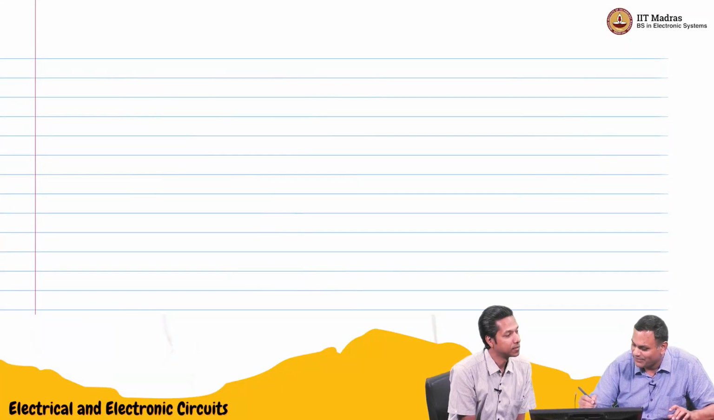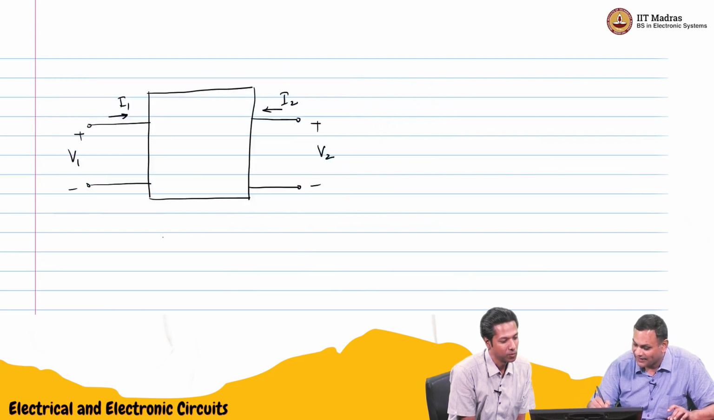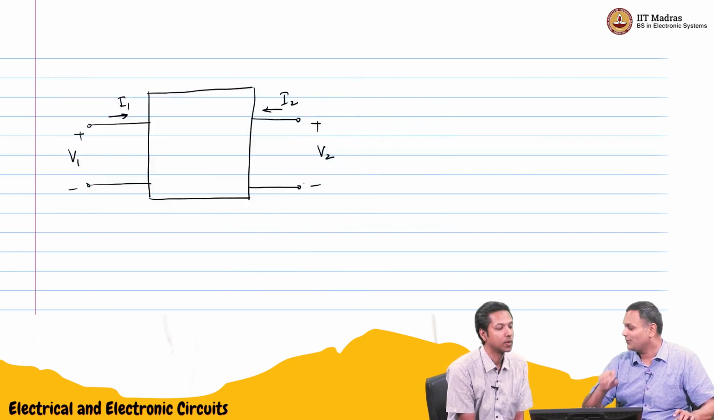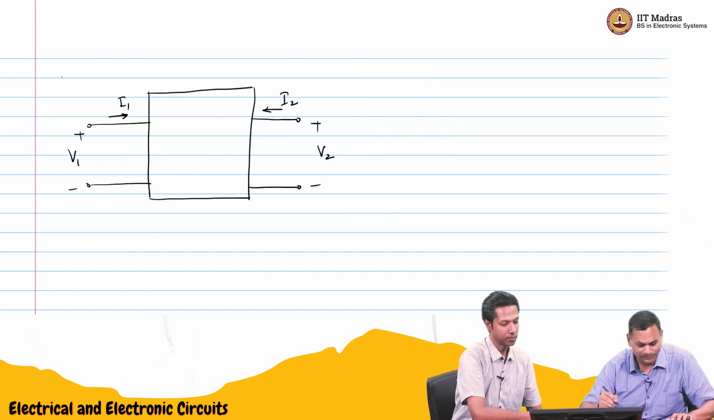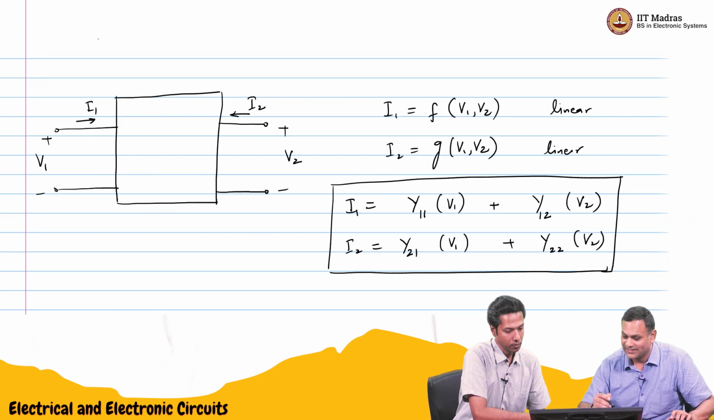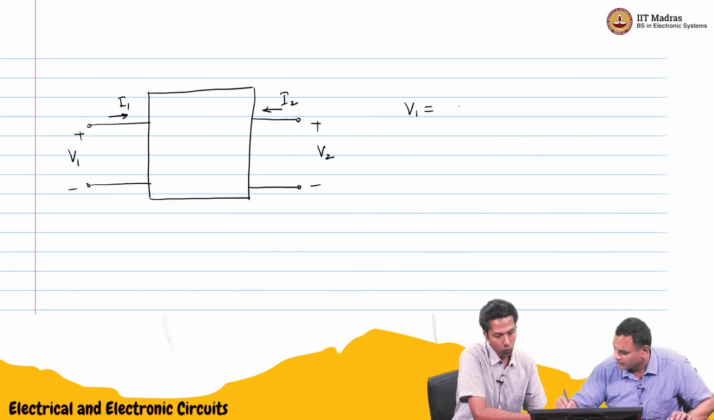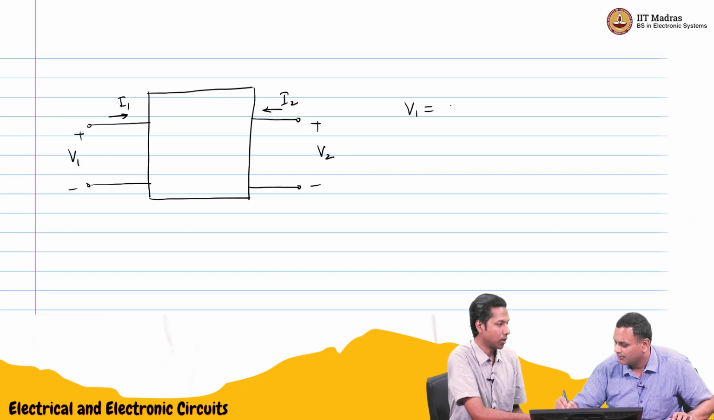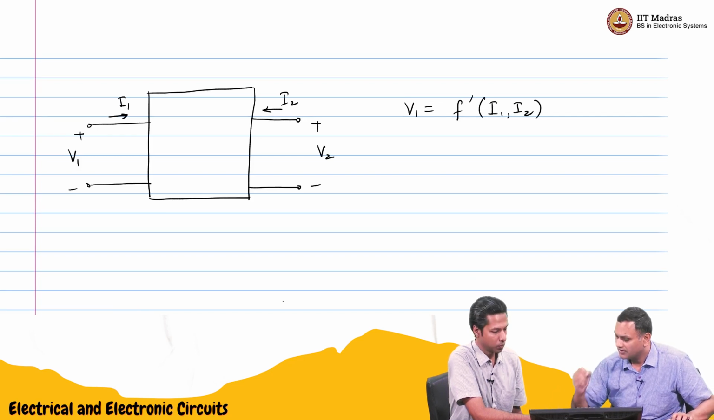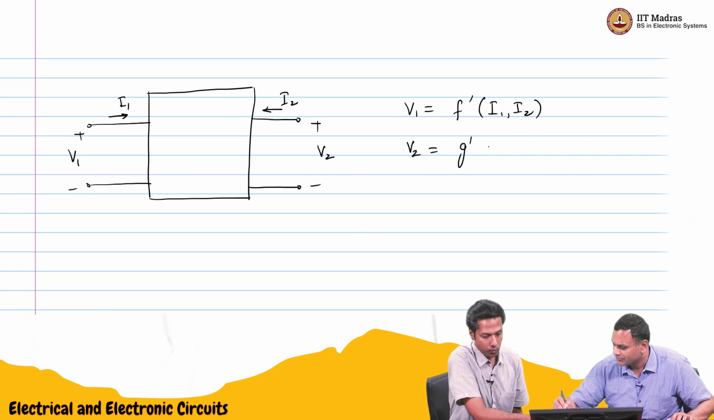So then we will look at the Z parameters. That is the case where you apply I1 and I2 and find out what V1 and V2 are. We will write it in exactly the opposite way. So V1 is some function f prime of I1 and I2, and V2 will be some g prime of I1 and I2.